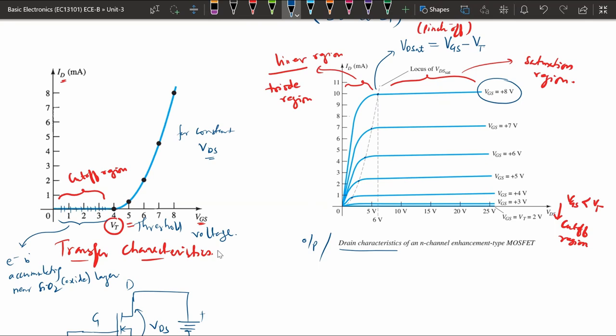All these VD set values will be different for different gate to source voltages, because VD set is equal to VGS minus VT. VT will be fixed, but we are reducing the VGS. As we reduce the VGS, the VD set value will also reduce. Initially it was here, now it will be less, and for this, it is further less. So the VD set value is going to reduce.